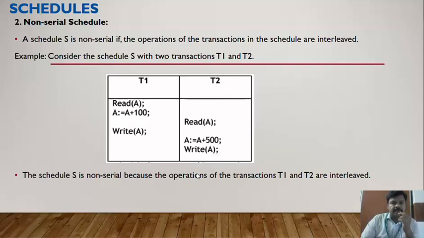It is non-serial because the operations of T1 and T2 are interleaved. That is, T1 is not completely executed and T2 is not completely executed. T1 is executed in parallel with T2, which has one set of instructions. T2 will be executed in parallel, which has some set of instructions from T1.